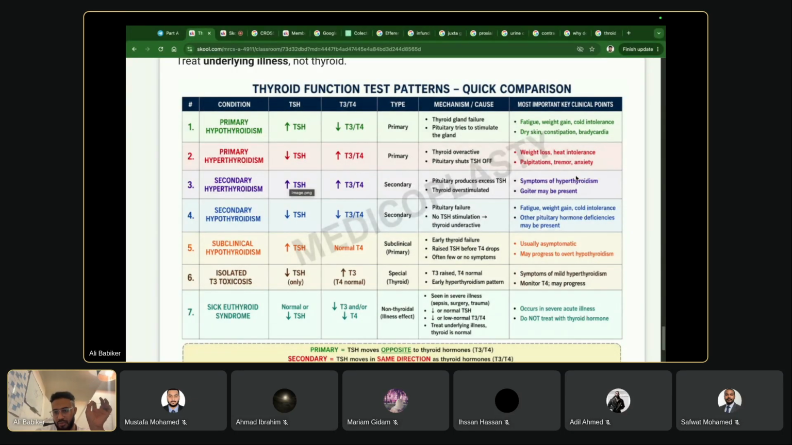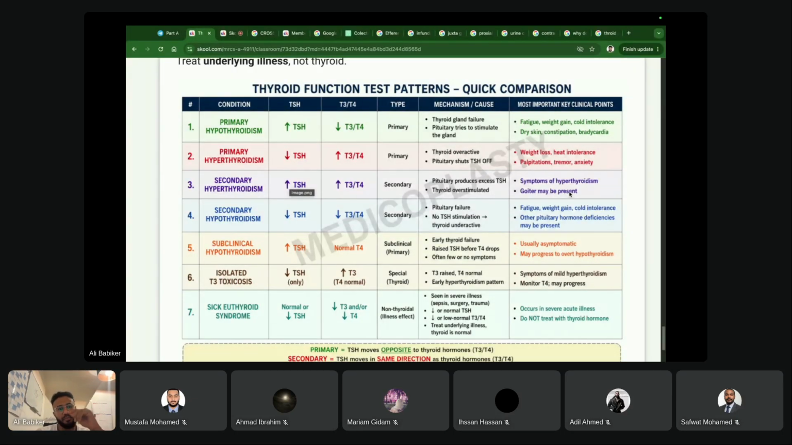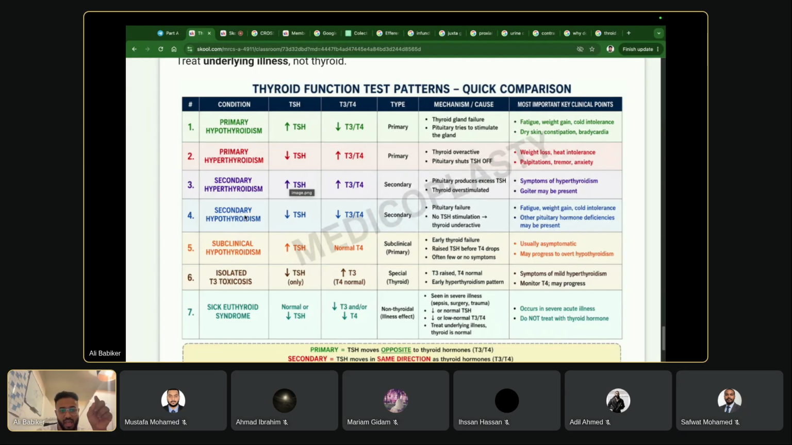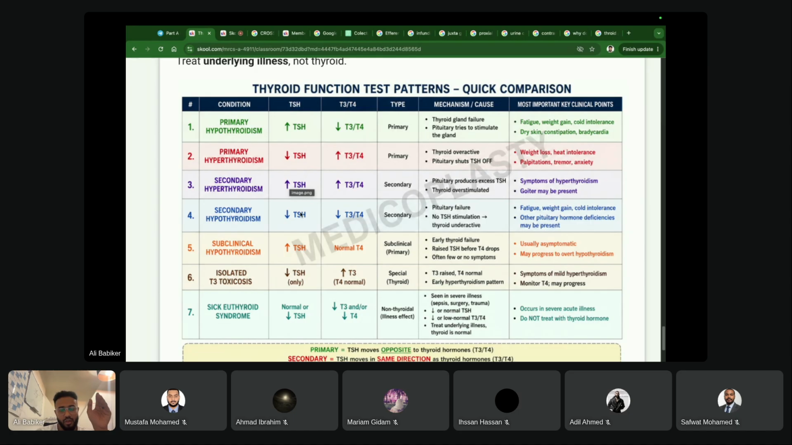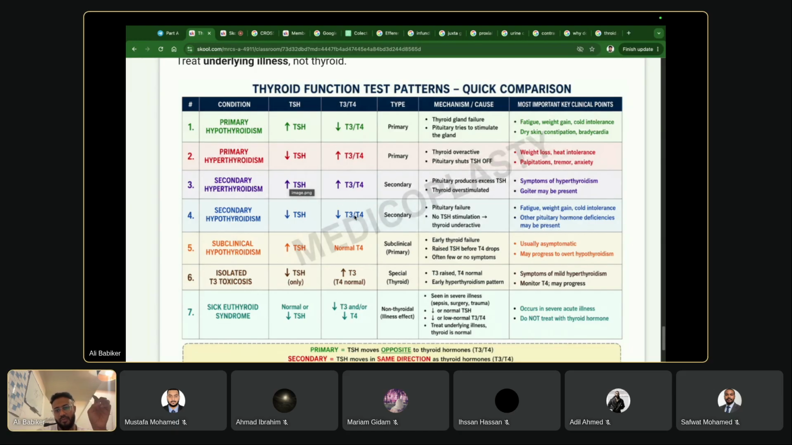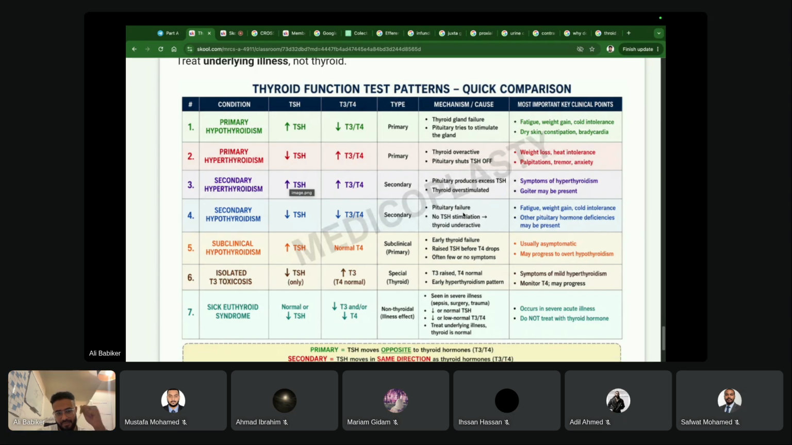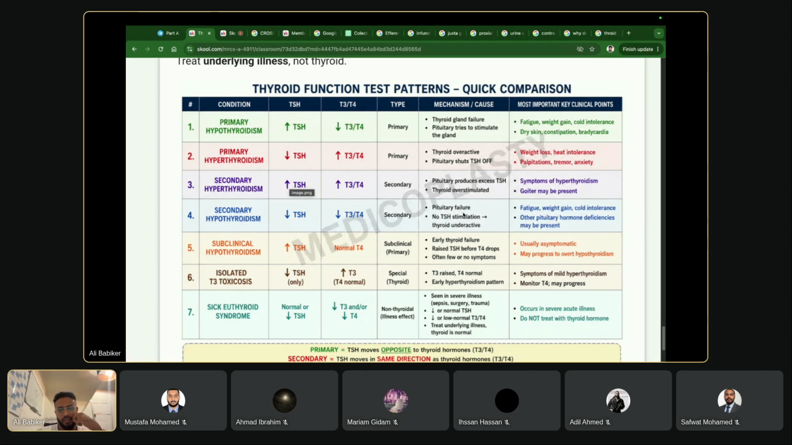Symptoms of hyperthyroidism, goiter may be present. All right. Secondary hypothyroidism. When we say secondary, the issue is in the pituitary. So the pituitary produces less TSH than normal. This will lead to less T3 and T4. Pituitary failure, no TSH stimulation. Okay. All right.